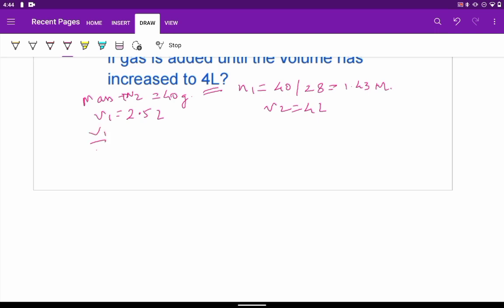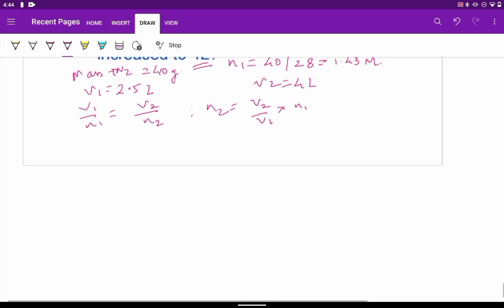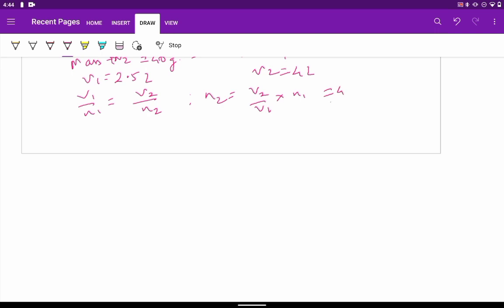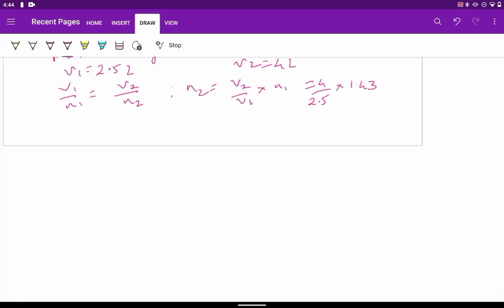Now we know V1 by N1 equal to V2 by N2. So from here we get N2 equal to V2 by V1 into N1. Putting the values, V2 is 4, V1 is 2.5 into N1 is 1.43. After calculating all these, we get 2.29 moles.